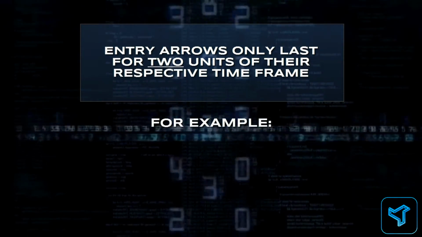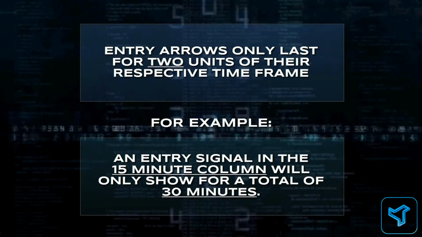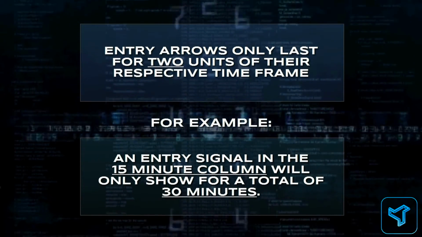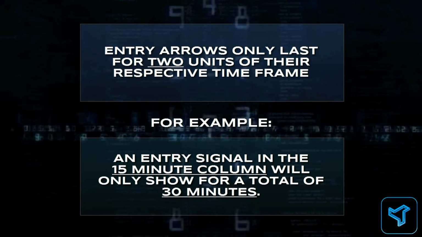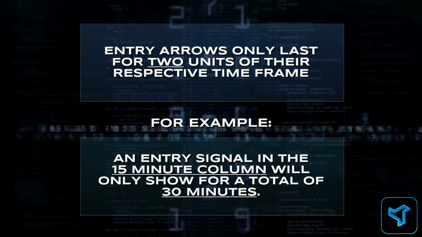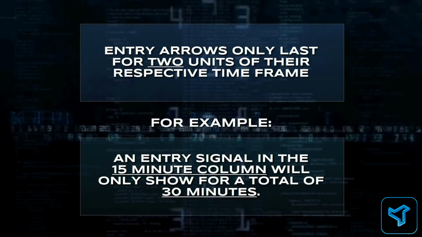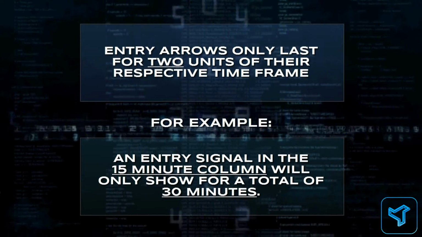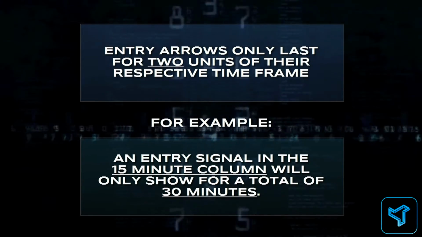So, for instance, in the 15-minute column, we will only see an entry signal for 30 minutes, and then the entry signal will turn back to a blue line, even if the trend signal continues. The entry signal will continue to show a blue line until a new trend begins for the specified signal. This 2-bar entry signal was specified by our traders so that we're not getting entry signals at the end of a move.